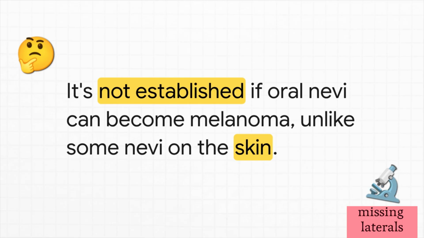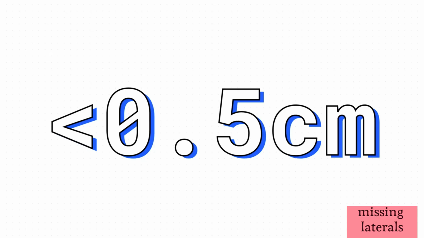Okay, this is a really, really crucial point. We all know that some moles on our skin have the potential to turn into melanoma, which is a serious type of cancer. But, and this is a big but, for these nevi inside the mouth, that connection just hasn't been established. The science isn't there to say that they carry that same risk. As just a general rule of thumb, a benign oral nevus is pretty small. We're talking less than half a centimeter across. So picture a standard pencil eraser, it's typically smaller than that. It's a pretty helpful guideline, even if it's not a hard and fast rule.